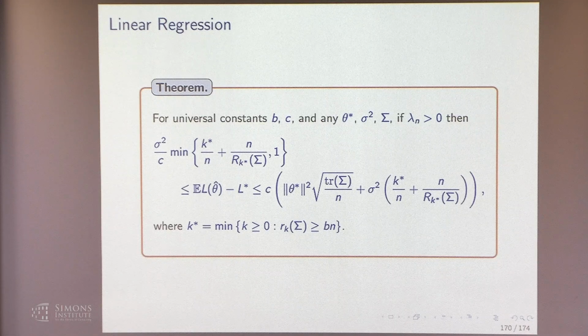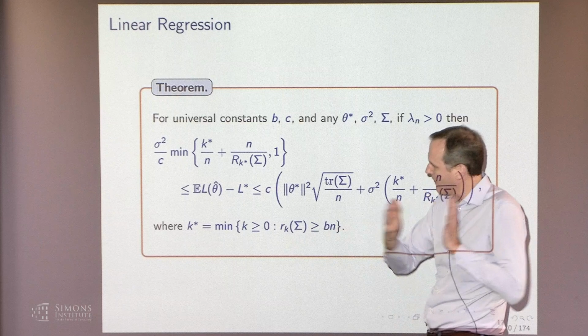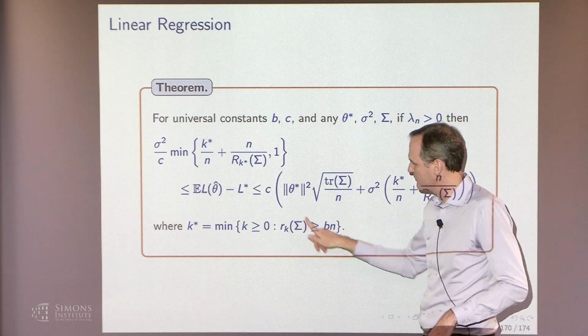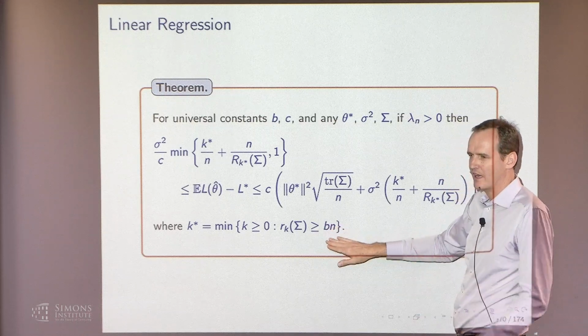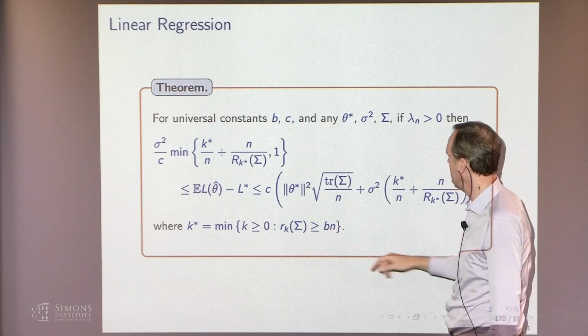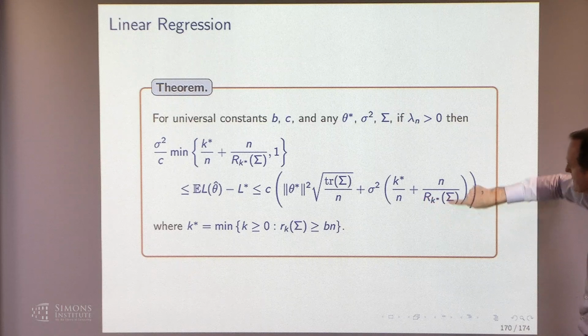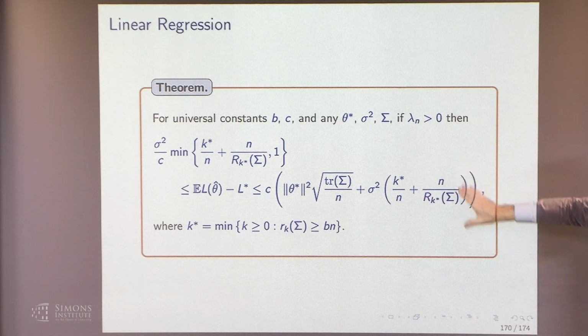Okay, so k star is how many dimensions you have to go through before the effective rank of the orthogonal subspace is bigger than something like n. And I'll say what that means. And then up here we need this effective rank to be big compared to n if you want that quantity to be small.